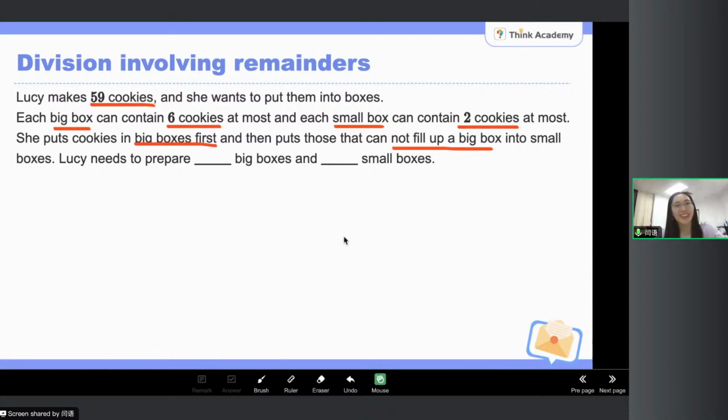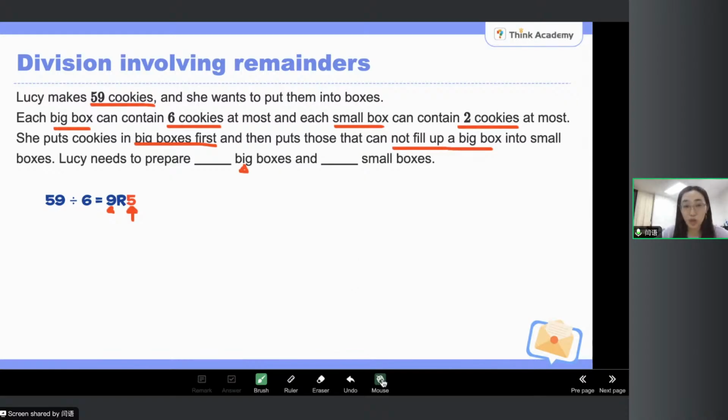Okay, let me show you. The first step is 59 divided by 6, right? 59 divided by 6, then you will get 9 and remainder 5. Again, what is the meaning of 9? 9 means that there are 9 big boxes, right? And then, what about the 5? For 5, actually it refers to those cookies that cannot fill up a big box.